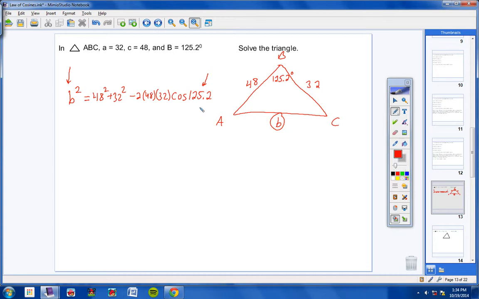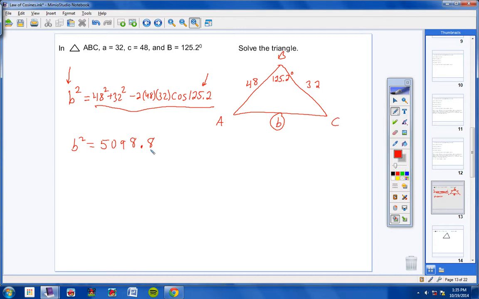Okay, so real quick with my calculator, I'm going to type in 48 squared plus, that is if you have a graphing calculator, 32 squared, and then minus 2, and then times 48 times 32, and then cosine of 125.2. Now make sure you're in degrees, of course. So I typed this whole thing in, this entire thing, and now I'm just going to hit enter. And I'm getting this right here. B squared equals 5,098 point, and then it's 8,00075.